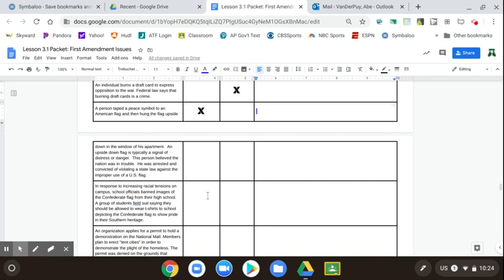All right, the next one. In response to increasing racial tensions on campus, school officials, so this is in a high school, banned images of the Confederate flag from their high school.